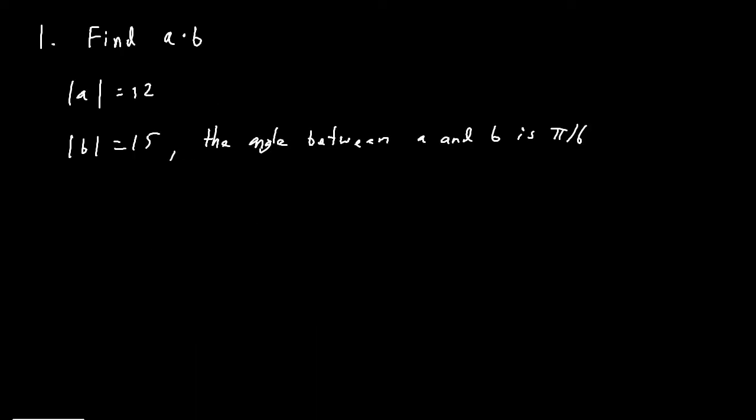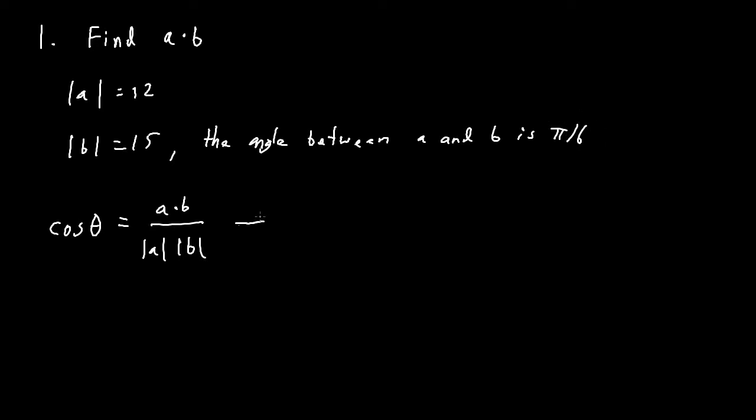So for number 1, we have to find A times B, given that the magnitude of A is 12, the magnitude of B is 15, and the angle between A and B is pi over 6. So we have to obviously use the formula here, so cosine of theta is going to be equal to, once again, the dot product of A times B over the magnitude of A times the magnitude of B. So we already know what the magnitude of A is, we already know what the magnitude of B is, and we need to find A times B, and we also know what the angle, or theta, is, pi over 6.